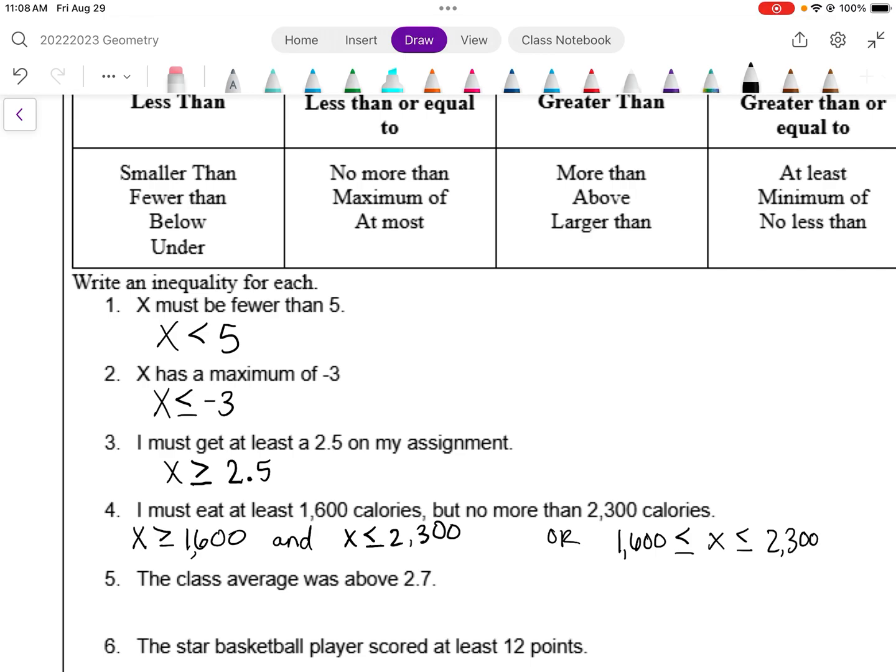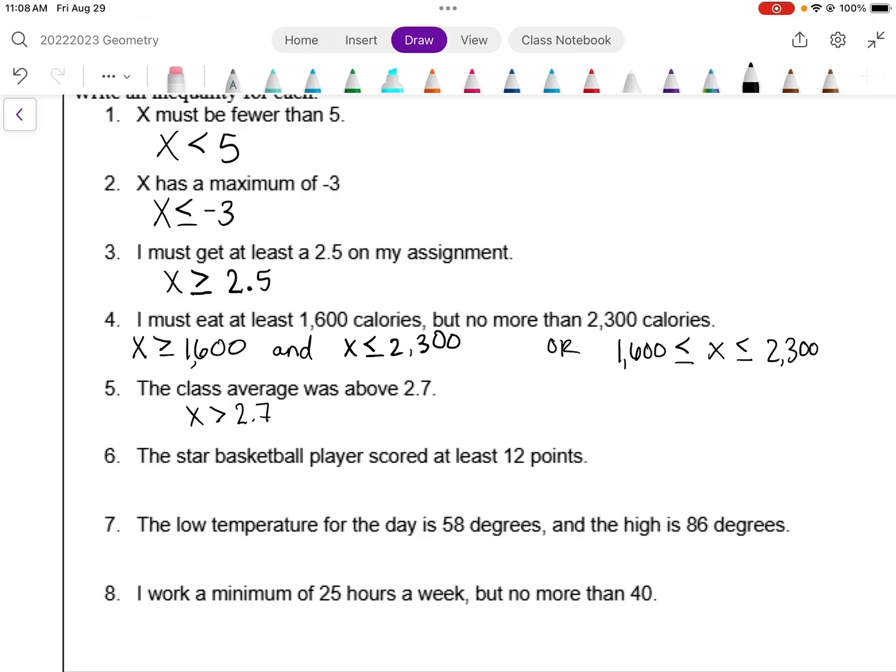The class average was above 2.7, so above means greater than. So X is greater than 2.7. The star basketball player scored at least 12 points. So X is my star basketball player scoring at least, which means greater than or equal to 12 points. So that means that basketball player could have scored 12 points, 13 points, 14 points, but it has to be at least 12.